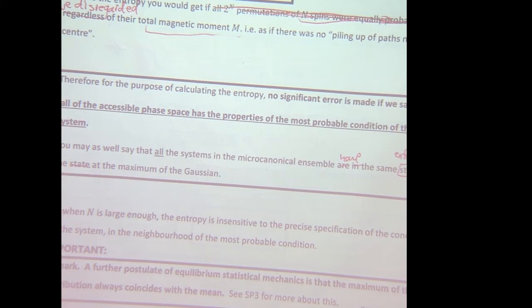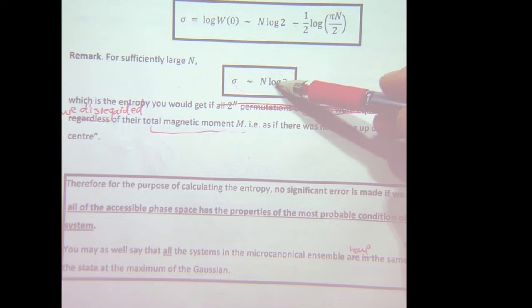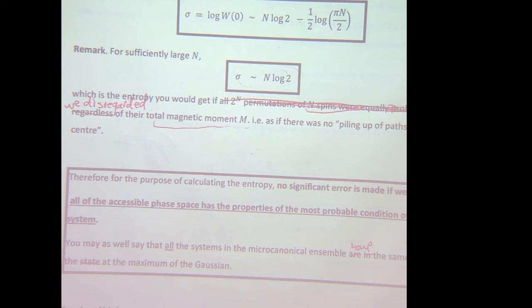And how does this relate to the accessible phase space? Basically, this is the entropy of the entire accessible phase space. So that's a lot more. That's the magnetization of all the states, all possible total magnetic moments, rather than just the one in the middle. So it's like the entire phase space is sort of compressed into the mean. Yeah, which is a kind of mind-bending concept.